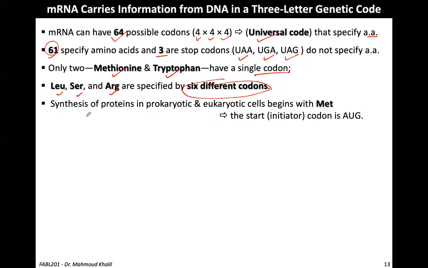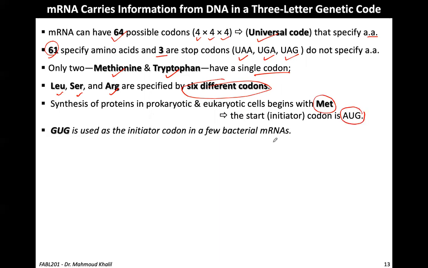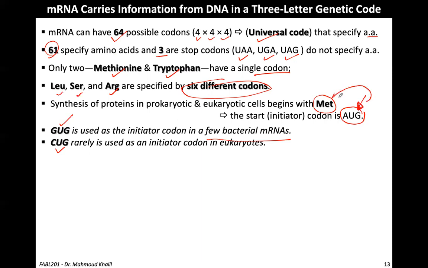So as we said previously, the synthesis of proteins in prokaryotes and eukaryotes should begin with a methionine, so it should have a codon which is called the AUG start codon. Sometimes in a few bacterial messenger RNAs the start codon is GUG, while rarely CUG is used as an initiator codon in eukaryotes. So what is the rule? That the start codon is AUG, and this AUG is translated into the amino acid methionine. In some few bacteria, the start codon is GUG.